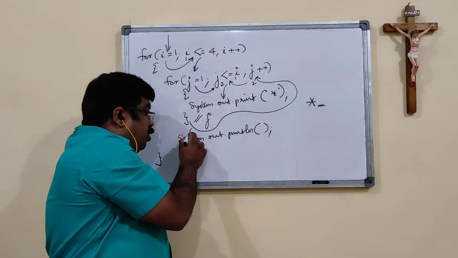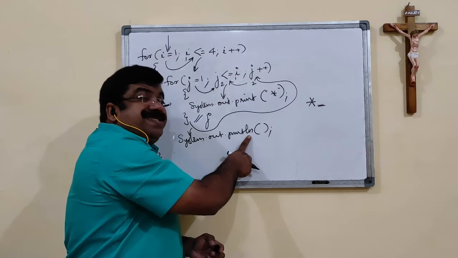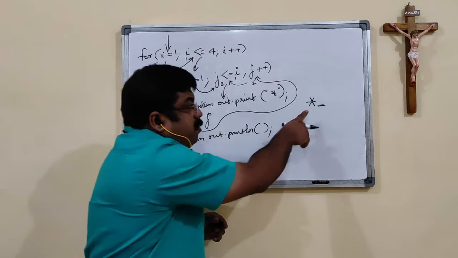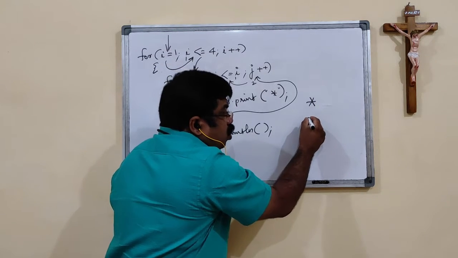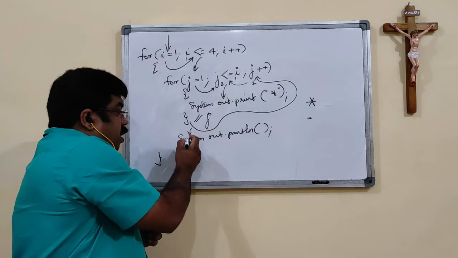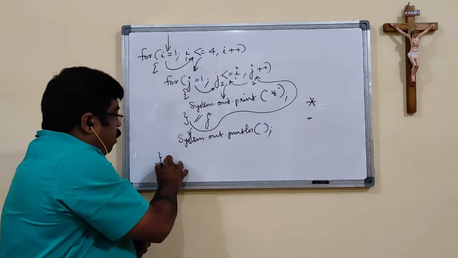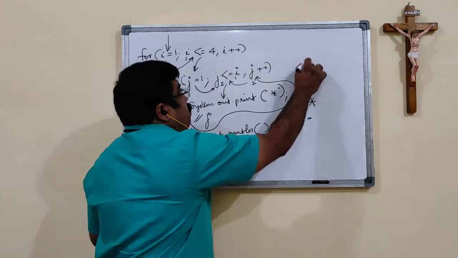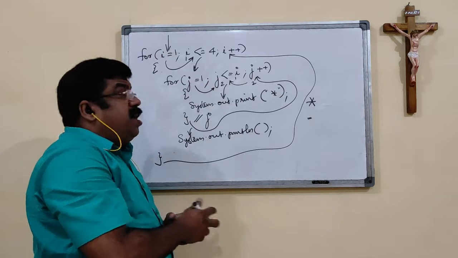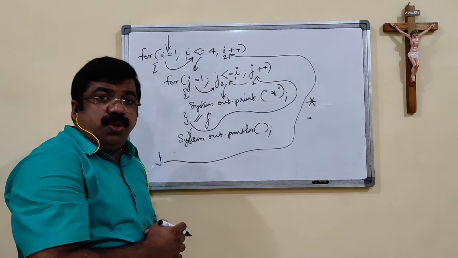Then we will come to this line, System.out.println. This println will move the cursor from the current line to the beginning of the next line. Then next is the closing brace of the I loop. The I loop is getting updated. I, which was 1, will be incremented to become 2.